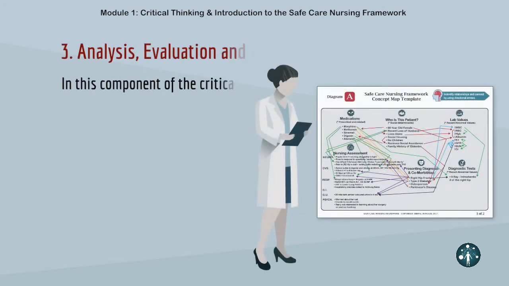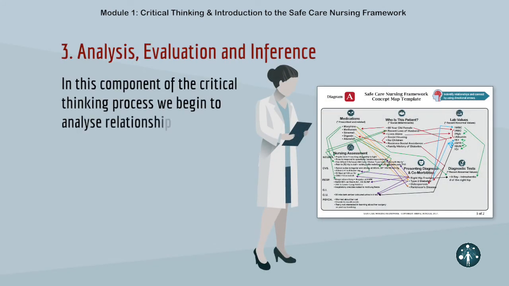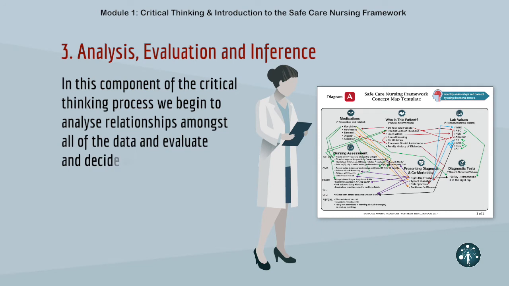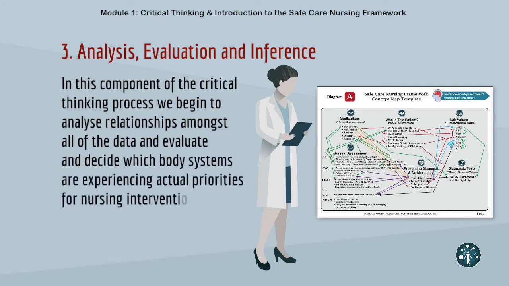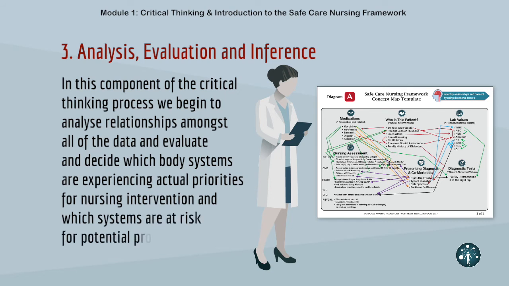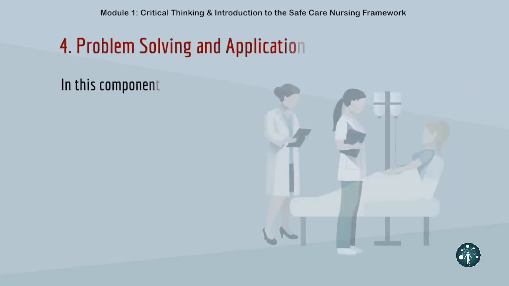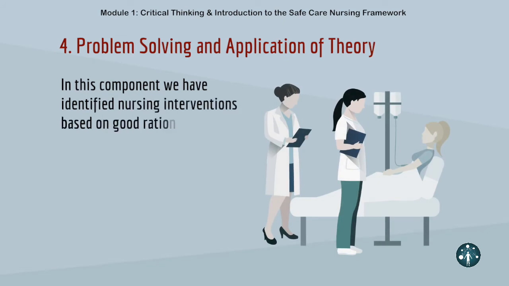Number 3, analysis, evaluation, and inference. In this component of the critical thinking process, we begin to analyze relationships amongst all of the data and evaluate and decide which body systems are experiencing actual priorities for nursing intervention and which systems are at risk for potential problems.